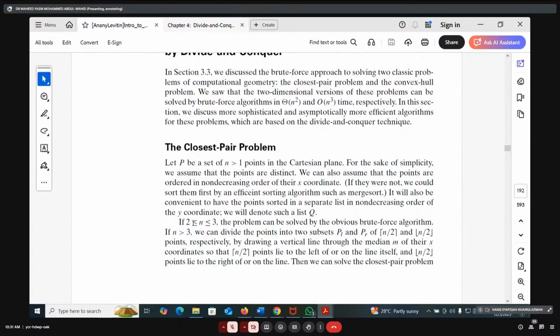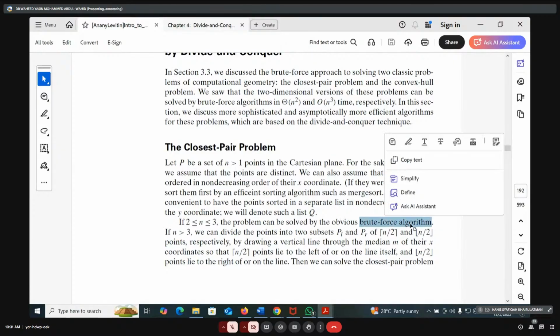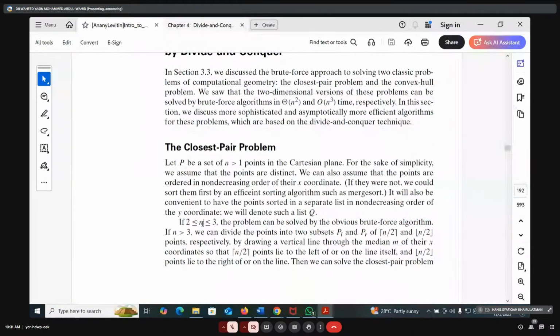If n is less than or equal to 3, the problem can be solved by the obvious brute force algorithm. So if the number of points is between 2 and 3, as we said we have at least 2 points, then I can find the closest pair.